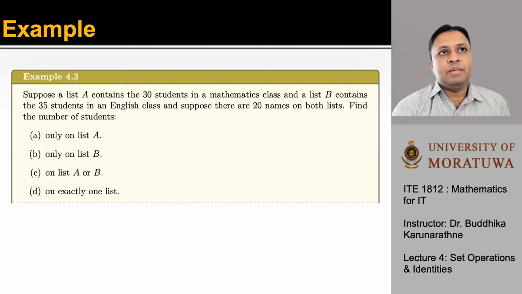Here we go through a simple example. Suppose list A contains the 30 students in a mathematics class, and list B contains 35 students in an English class. And suppose there are 20 names in both lists. That means for A and B, there are 20 students in common. You are asked to find the number of students only on list A, only on list B, on lists A or B, and on exactly one list. Let's see how this is done.